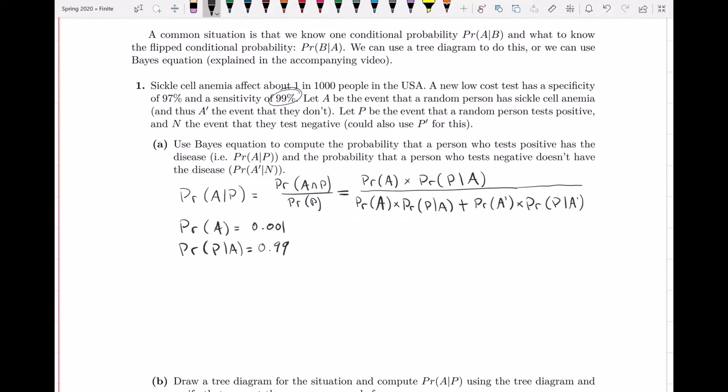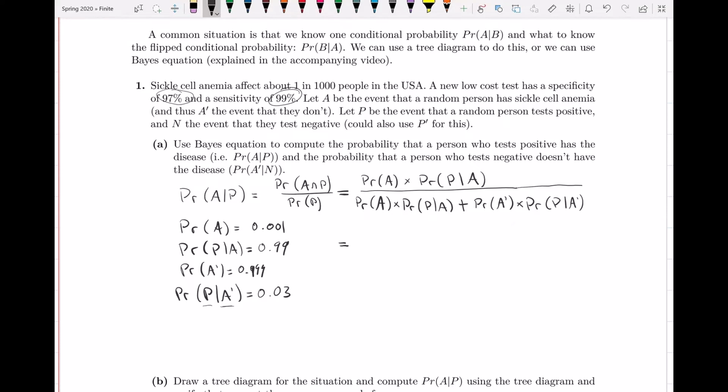And then the other probability, the probability of A complement, is of course just equal to 0.999. And then the probability of P given A complement, well, this is the probability of a positive test given that you don't have the disease. That's by definition the false positive rate, which is 1 minus the specificity. So 97% of people who don't have the disease test negative, so 3% of those who don't have the disease test positive. All right, so now we just plug these in.